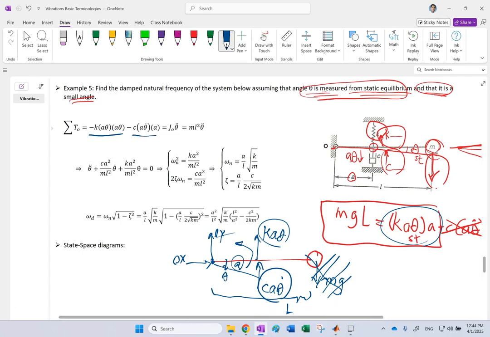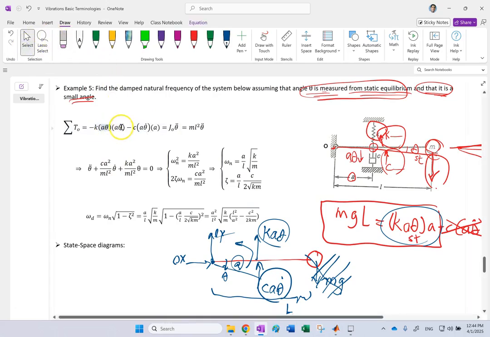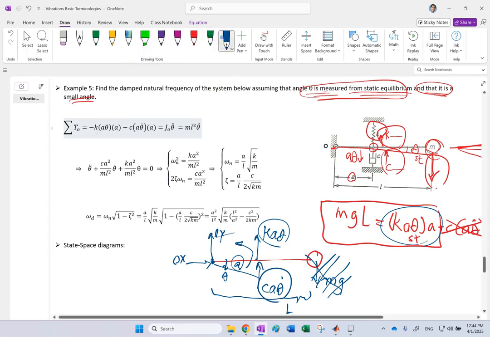Seems like there is one typo here that I need to clean up. This one is a, not a theta. And this is equal to the polar moment about point O times theta double dot. In this case, since it's just a point mass at distance L, it's going to be ml squared. And from here, if you bring everything to one side, this is going to be your governing equation of motion.